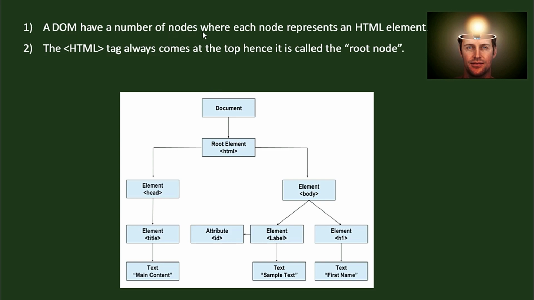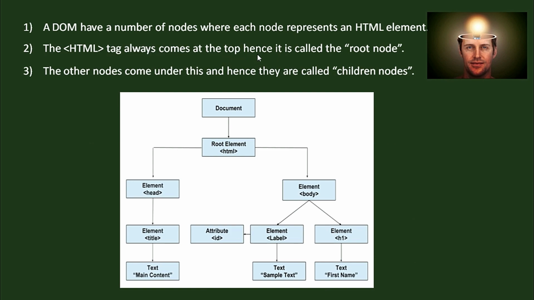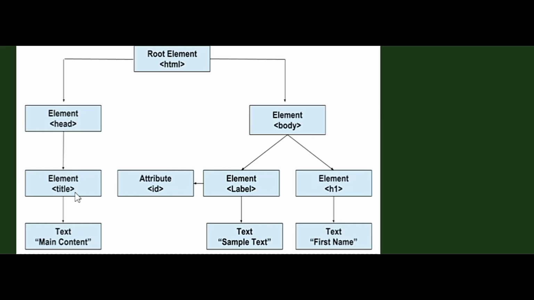A DOM has a number of nodes, where each node represents an HTML element. So head, title, ID, label, H1, these are the nodes of the HTML element. The HTML tag, as you can see, always comes at the top, hence it is called the root node. So this is the root element and it's called the root node. The other nodes come under this and hence they are called the children nodes. Whatever nodes you can see on my screen, the elements head and body, and under the head and the body, these are the children nodes.